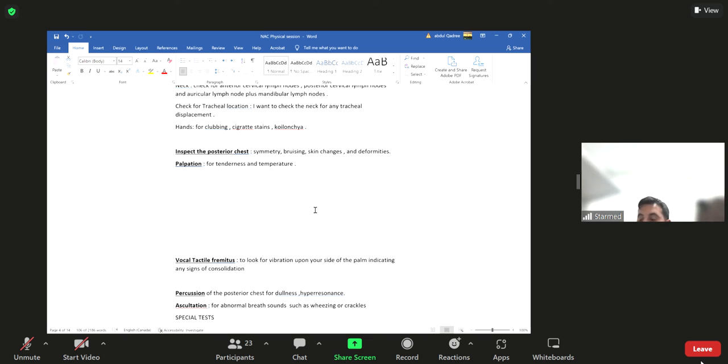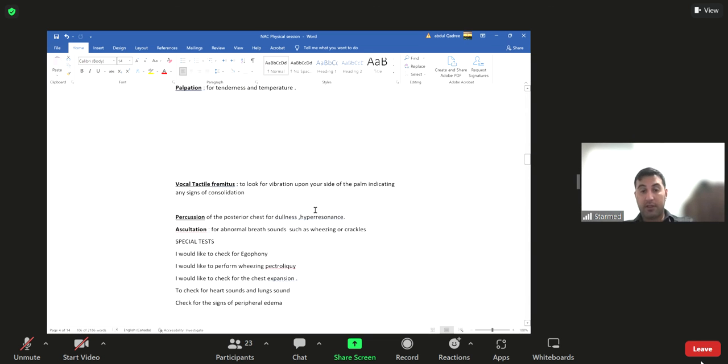If you're understanding that, then we can move forward to the respiratory condition, the special tests. Special tests in respiratory are egophony, wheezing, pectoriloquy, chest expansion, and listening to the lung sounds, and then check for peripheral edema if you want to exclude the possibility of heart failure. And of course, you have to listen to the heart sounds and the lung sounds from the front, okay? That's another thing.